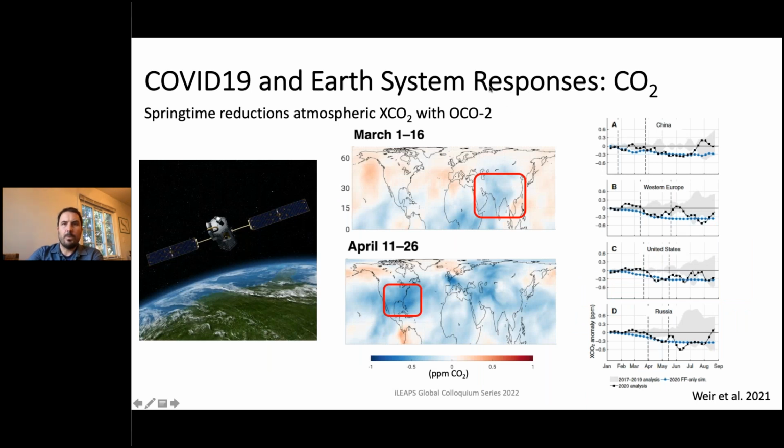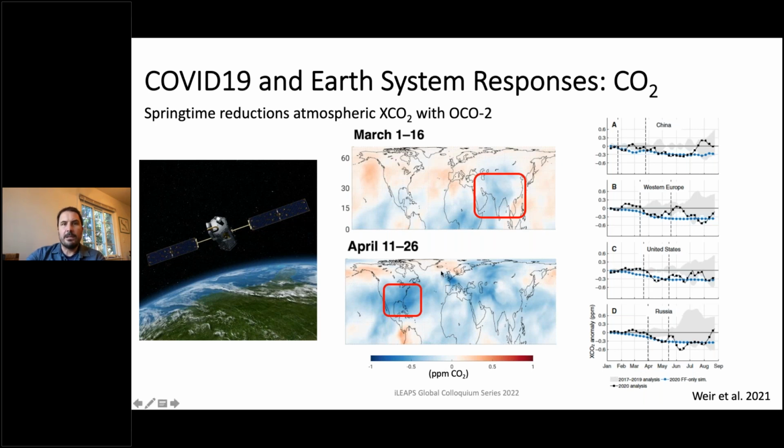So what did the reduction of CO2 emissions mean for CO2 concentrations? Well, we were able to carry out some studies using the CO2 greenhouse gas satellites. This is an image of the Orbiting Carbon Observatory number 2, OCO2, which takes advantage of the absorption of the CO2 gas in the thermal infrared, which is why CO2 is a greenhouse gas, and then carries out retrievals of those reflectance measurements to estimate what the column CO2 concentrations are in the atmosphere.